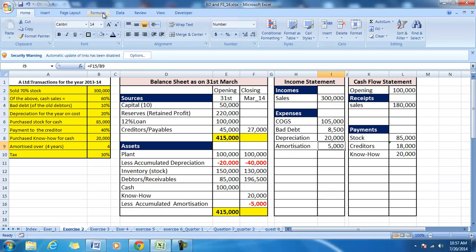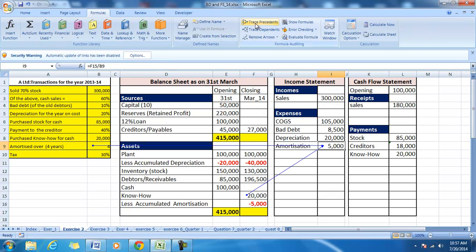So let us recap. The amortization is the allocation of the cost of intangibles over the life. Here the cost is 20,000, life is 4, so therefore per year we are amortizing 5,000. And to that extent the value of the intangible will reduce in the balance sheet.